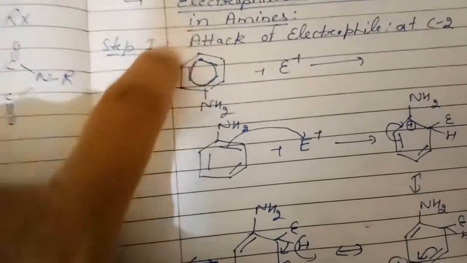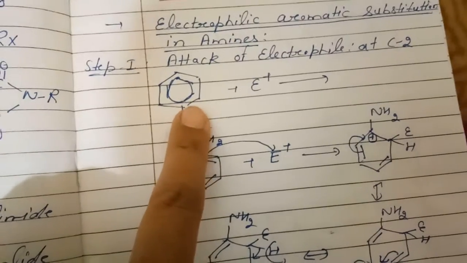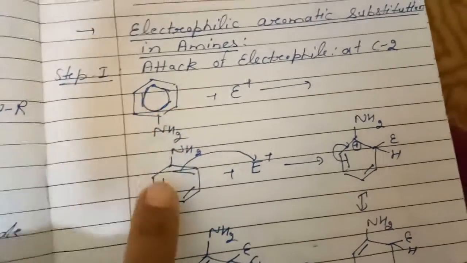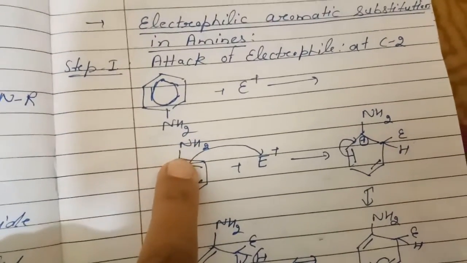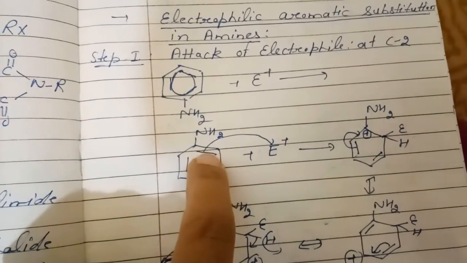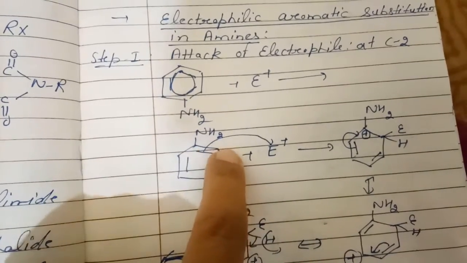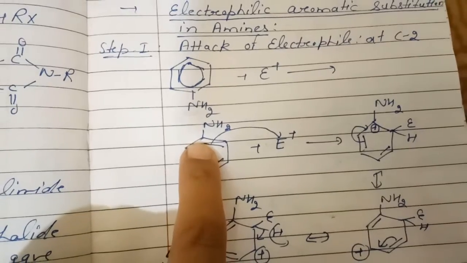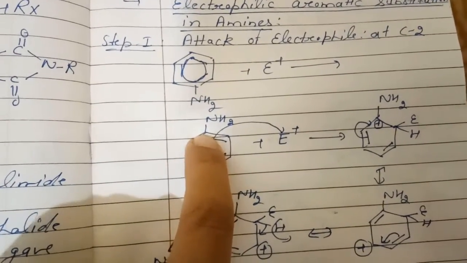Consider here, this is an amine. First we will consider the attack of an electrophile at position 2. At the second position, if this is the functional group, consider the case here. This is the first position, this is the second position. When an electrophile attacks at this position, this bond will be used by the electrophile. So when it is attached to this position, a positive charge will be created at this carbon. A carbocation will be generated here.